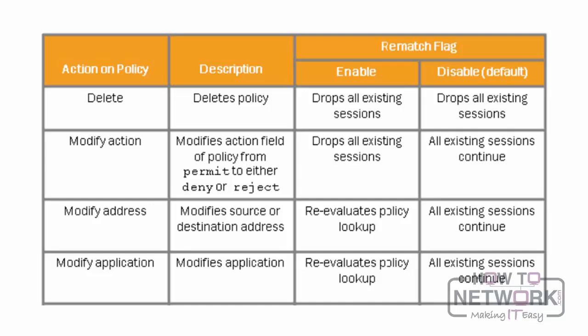When the policy-rematch flag is enabled, the software inserts a policy, no impact. The software modifies the action field of a policy from permit to either deny or reject. All existing sessions are dropped, and the software modifies some combination of the source address, destination addresses, and application fields. The Junos OS re-evaluates policy lookup.